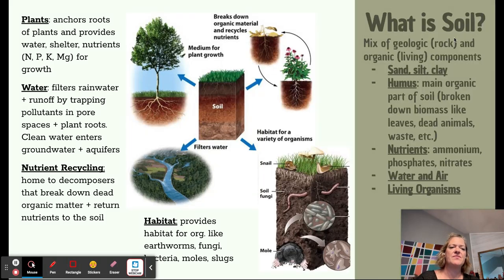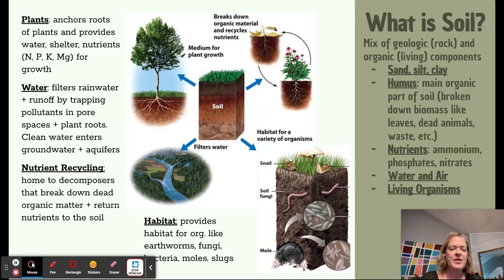Soil is basically a mix of geologic and organic components. That's really important that you know that. You also should know the different types of soil, like what are the different particles that make up soil. So, in soil, we have the components of either sand, silt, or clay. And those are the three types of particles that make up all soil.